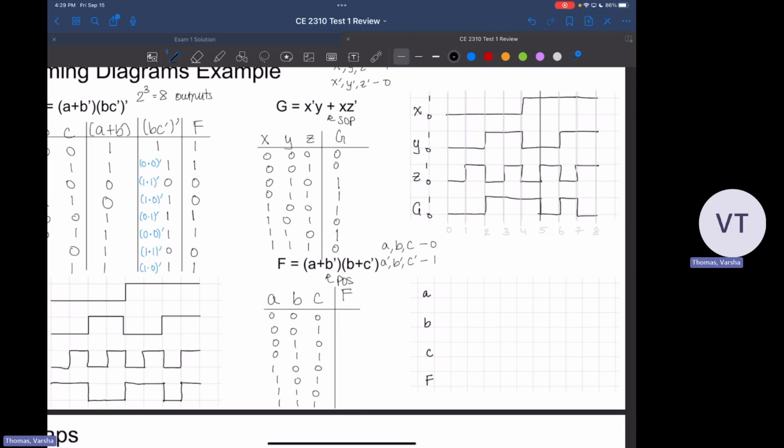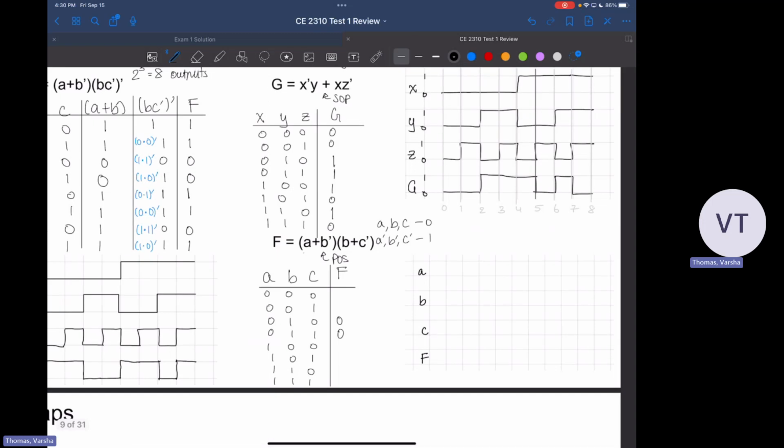Okay, so looking at my first term, F is going to be 0 where A is equal to 0 and B is equal to 1. So I'm going to look at A is 0, B is 1, right here. So this is going to give me F is equal to 0. It's a product of sum equation, so this equation tells you where F is 0. That's what we're going to put in. We're going to put in the ones later to put in our timing diagram.